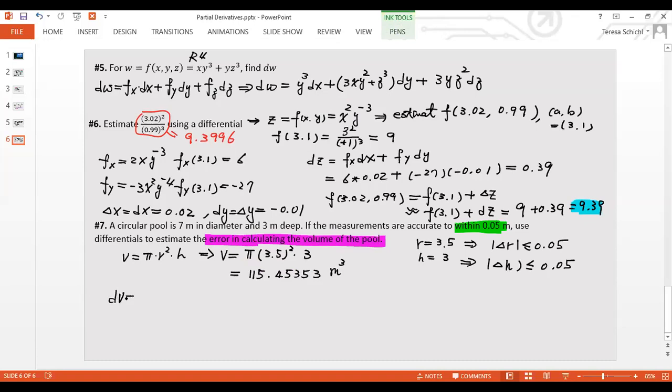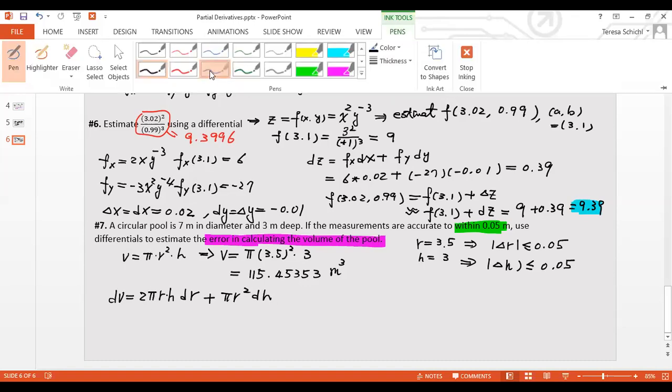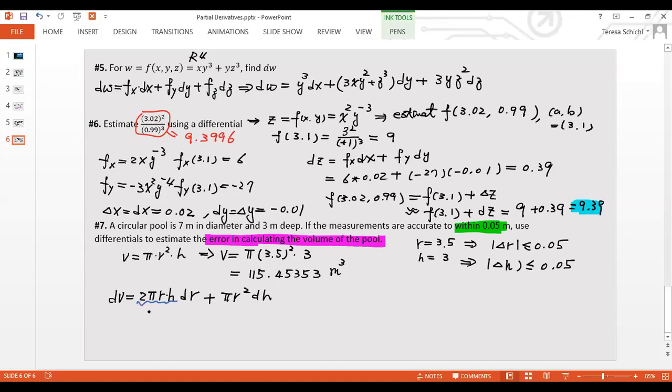Let's say dV. I have two variables, and both can have an error: the radius and the height. Let's take a look at the radius first. This will be 2 pi r h times dr, plus, for the height, pi r squared times dh. Basically, these are the partial derivative with respect to r, and the partial derivative with respect to the height.